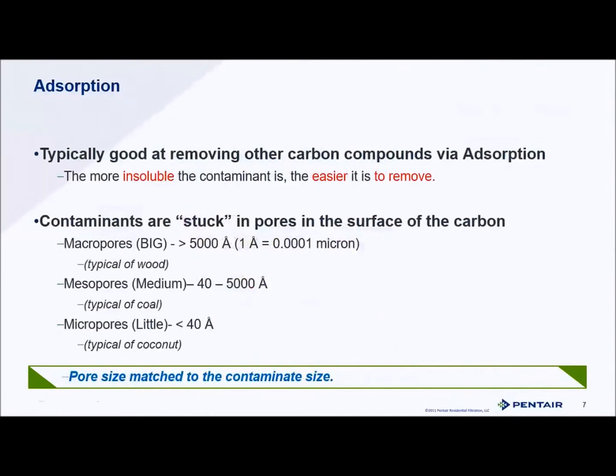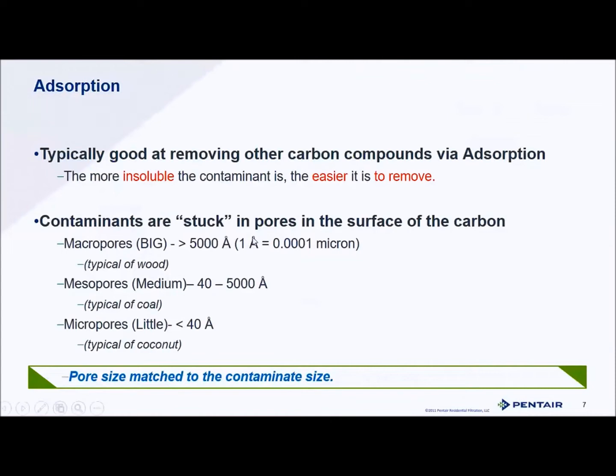So adsorption is typically good at removing other carbon compounds. The more insoluble the contaminant, the easier it is to remove. The less charged an organic compound is, the easier it is to remove. But that's not true of all organics. Most organics will be partially charged, especially the stuff that we consume, medicines, things like that, which typically have a charge. So activated carbon will remove a lot of that, not all of it.